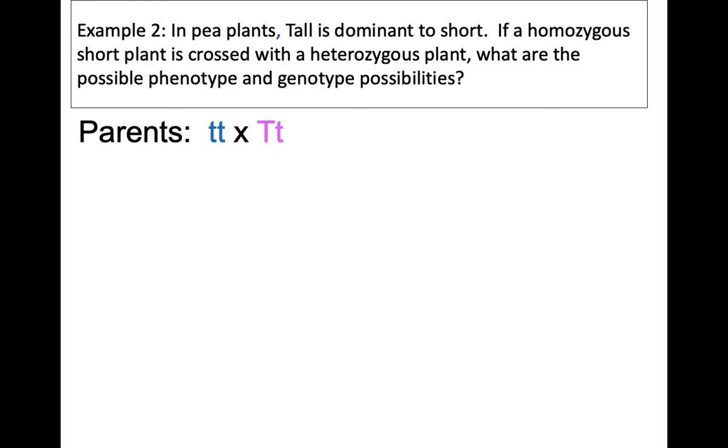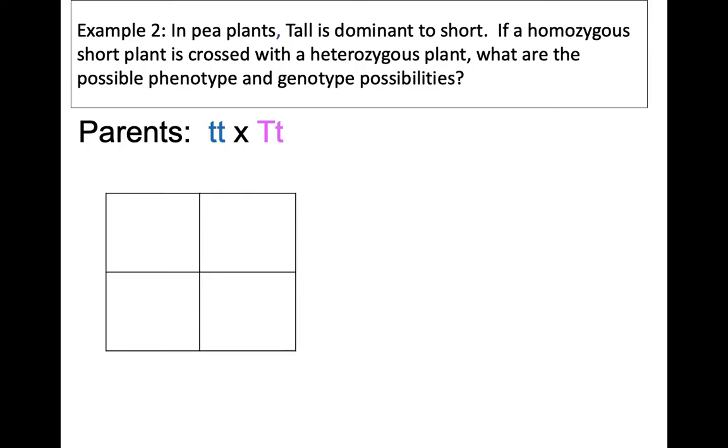What are the possible phenotype and genotype possibilities? In order to figure out the probability of what the offspring will be, I draw my Punnett square and I place two alleles from one parent on top and two alleles from the other parent on the side. It doesn't matter to me which you put where.